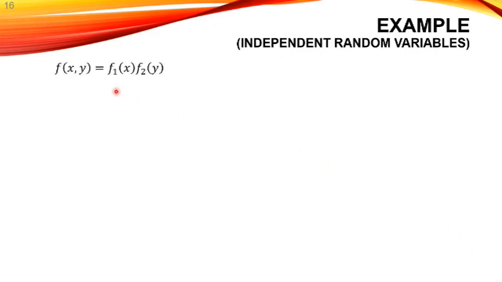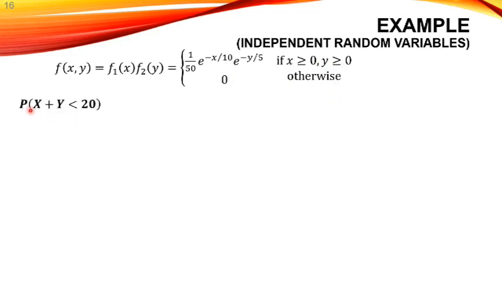So this is the density function. It is equal to 1 over 50 times e raised to negative x over 10 times e raised to negative y over 5 if x and y are positive or 0, and its value is 0 otherwise.